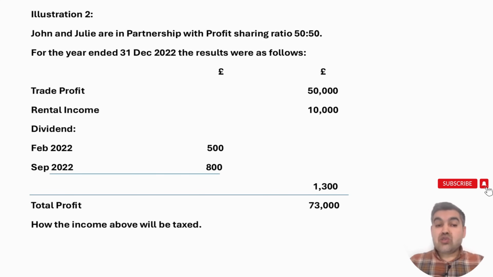Now, illustration number 2. Jones and Julie are in partnership with a profit sharing ratio of 50-50. Just for simplicity, for the year ended 31st December 2022, the results were as follows. The partnership had a trading profit of 50,000 and rental income of 10,000. The partnership also received dividends in February 2022, 500, and in September 2022, 800. So the total dividend is 1,300, and the total profit for the partnership is 73,000. How the income will be taxed on each individual, I'll show you on the following slide.